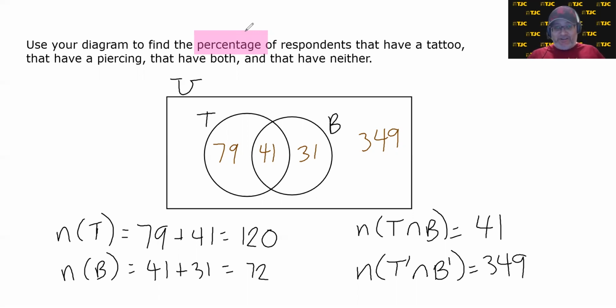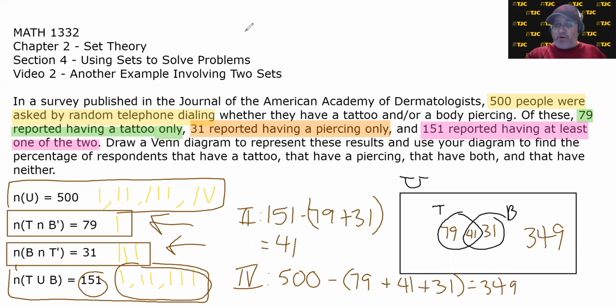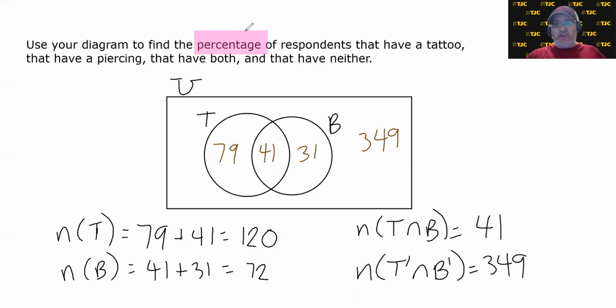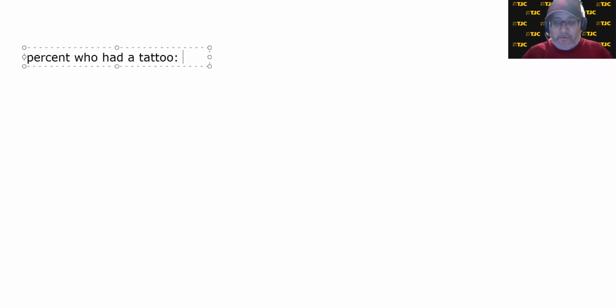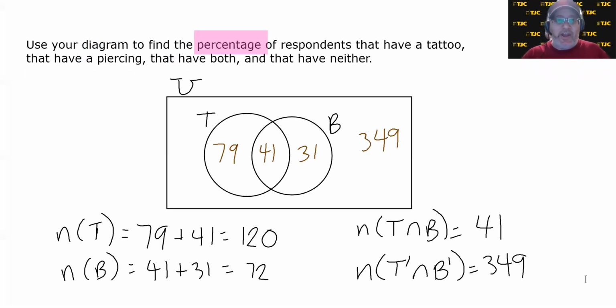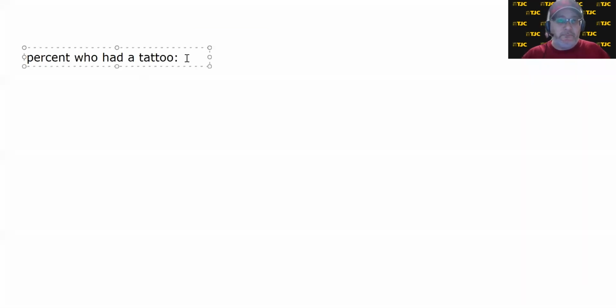But this asked percent. So how do you turn these numbers into a percent? Well, you have to know that there were 500 total. Percent means per 100, but really it's just a ratio, the part to the whole. So for example, let's take a look at the percent who had a tattoo. There were 120 who had a tattoo. But that's 120 out of 500.